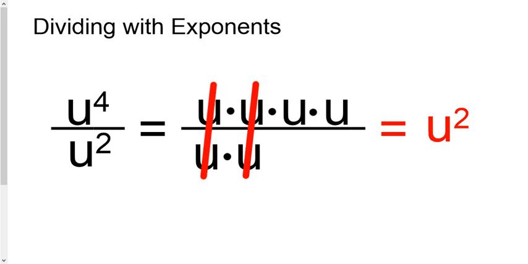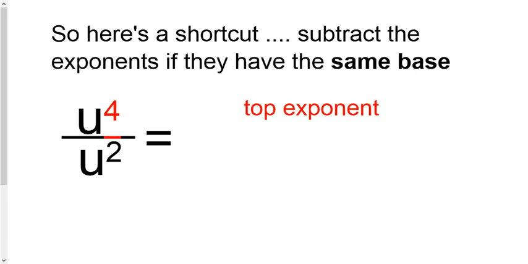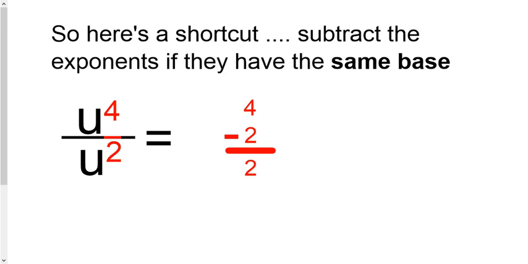However, we can look at this again and see that really we can just subtract the exponents if they have the same base. So u to the fourth is being divided by u to the second. Take the top exponent and subtract the bottom exponent. So 4 minus 2 is 2. Just make sure that you always do the top exponent minus the bottom exponent.